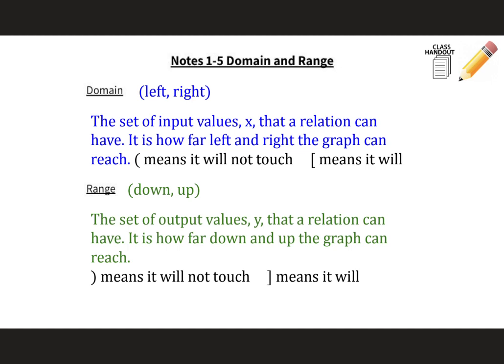The number that we write first is how far left our graph goes. And if our graph touches that number, we're going to use a bracket. If it doesn't touch that number, we're going to use a parentheses.